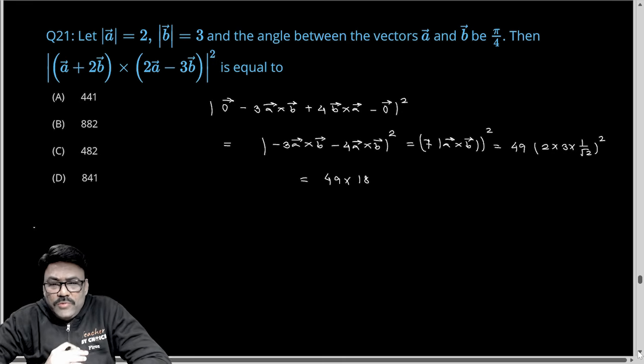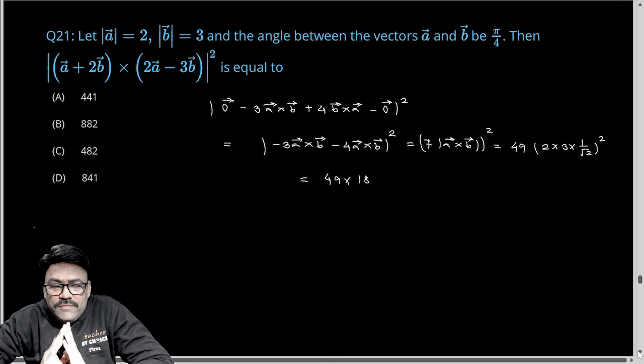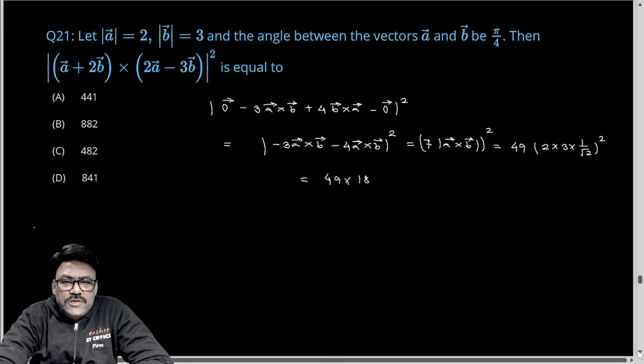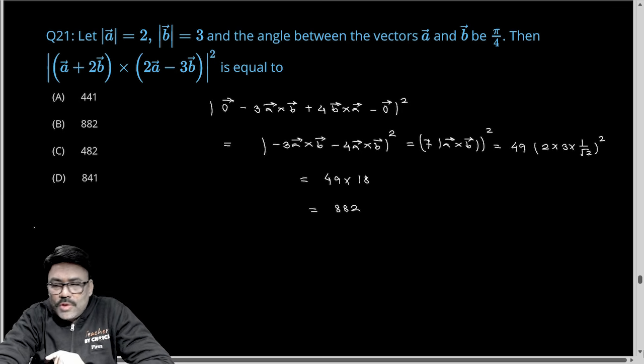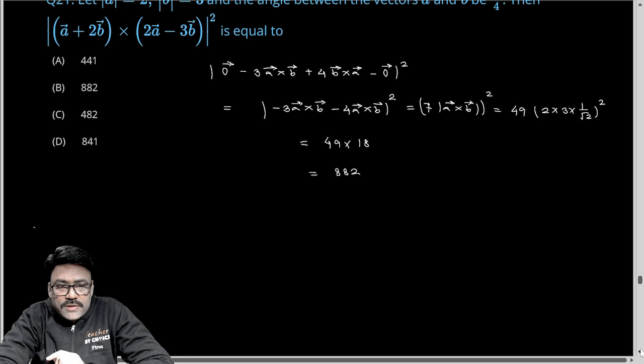And 49 into 18, actually 50 into 18 will be 900. So it is 900 minus 18. So 882 will be the correct answer. So B is the correct answer here. Option B will be correct.